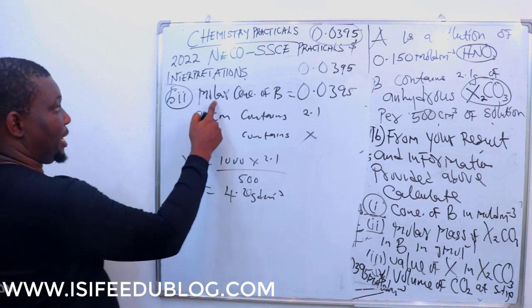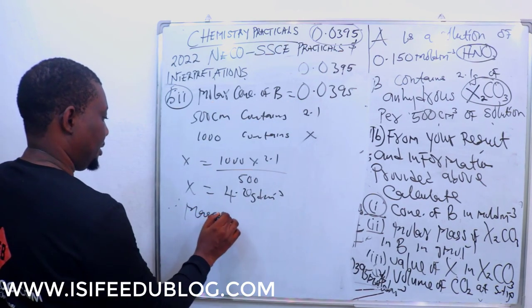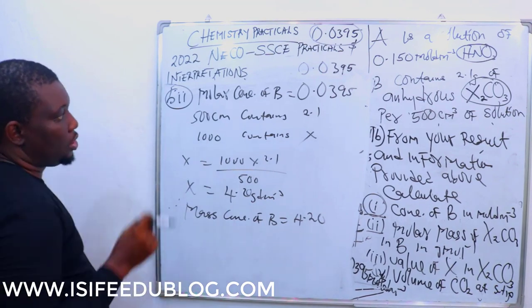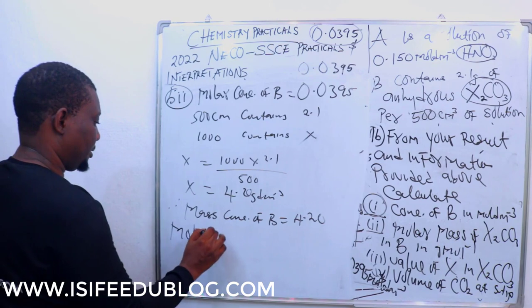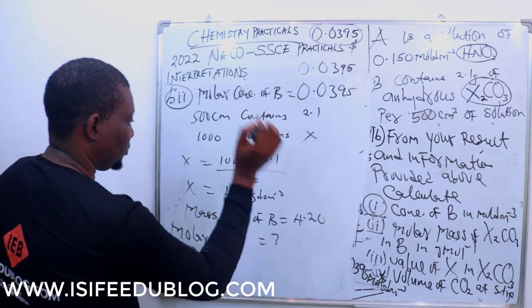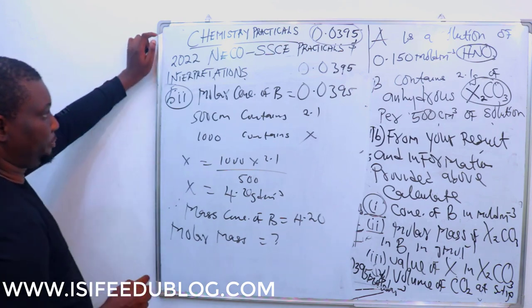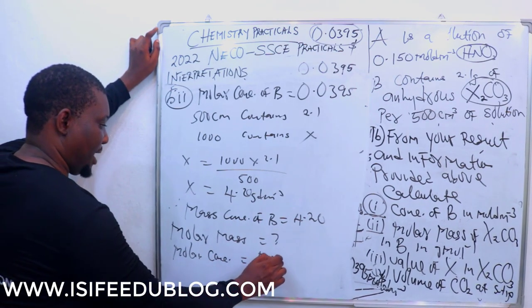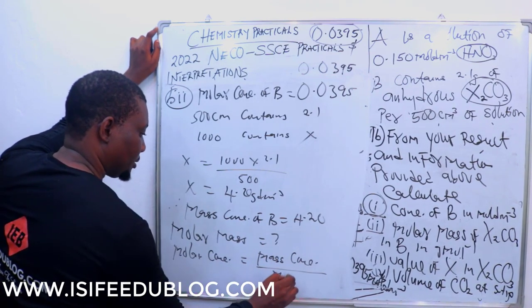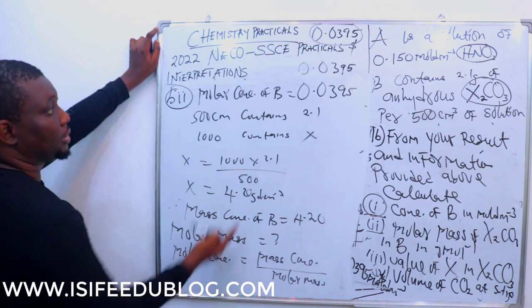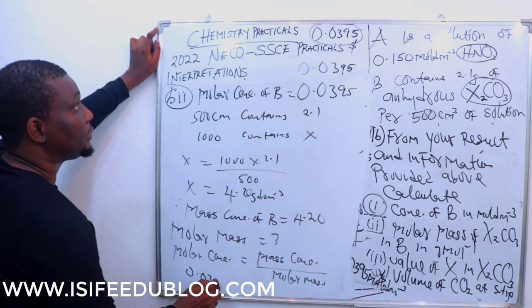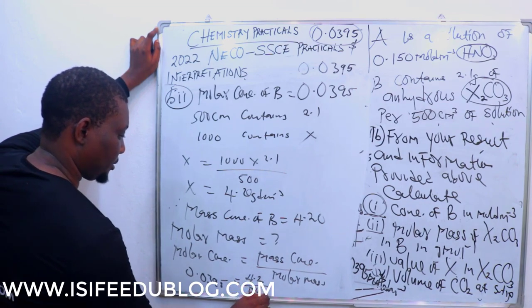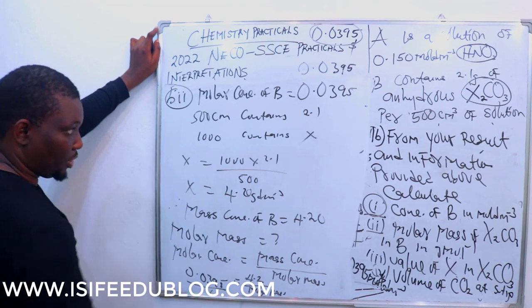Therefore, just like the molar conc is this, the mass conc of B is 4.20. Okay. Then we don't know the molar mass. Molar mass is unknown. How do we then find the molar mass? Simple to do that. Remember that molar conc is always equal to mass conc over molar mass. So I know my molar conc. I'll substitute: 0.0395 is equal to mass conc, 4.2, over molar mass.